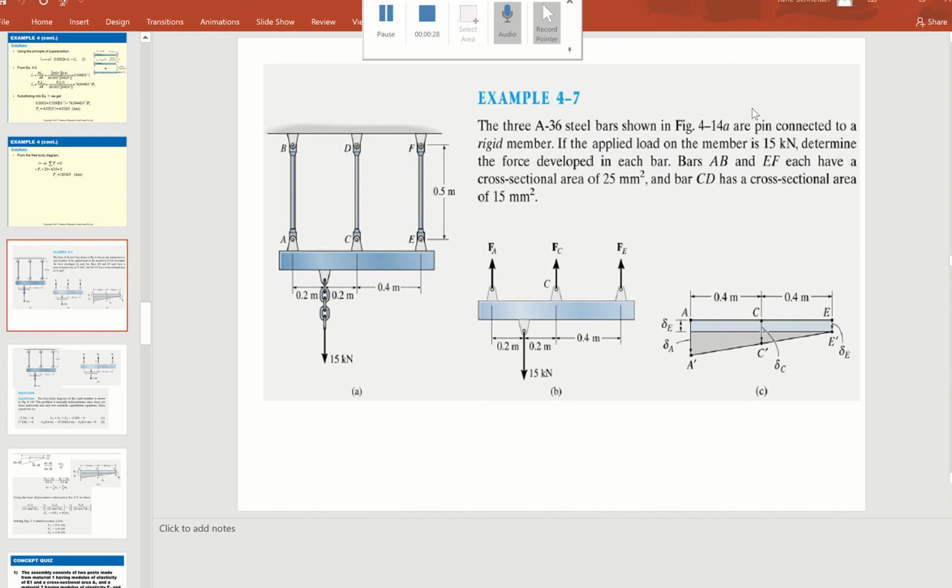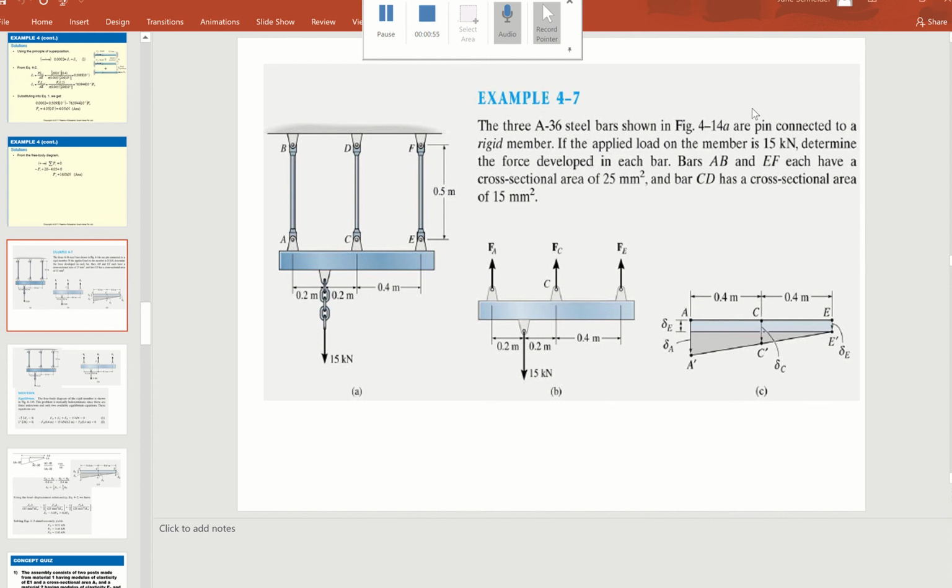But I want you to think about this now. The compatibility equation doesn't have to be just like what we saw in the first example. It can be in various formats. So that's the purpose of this video. I want to show you that compatibility can be different for every single problem, and you want to be flexible for that. So now let's take a look at this one.